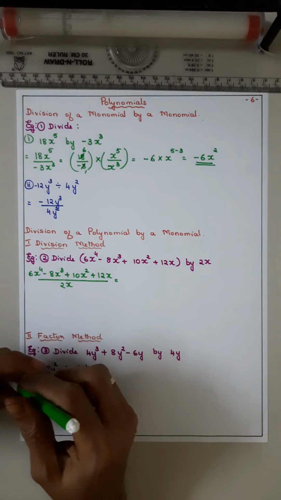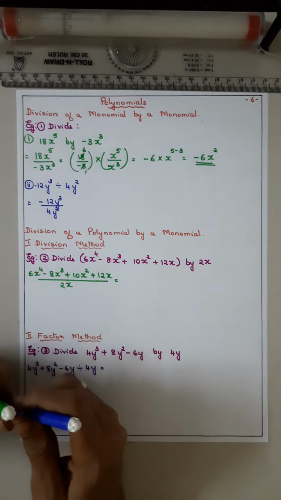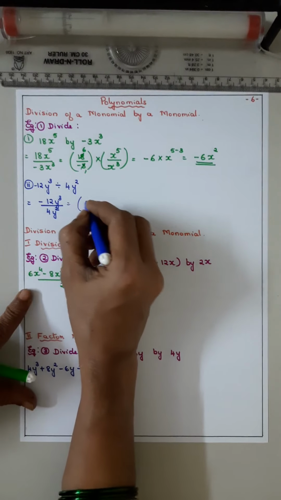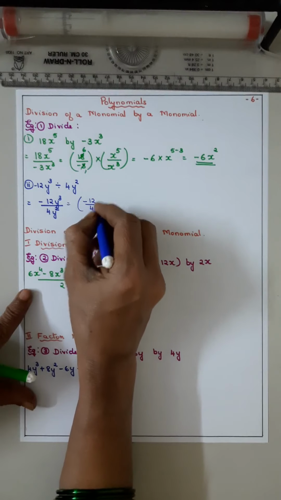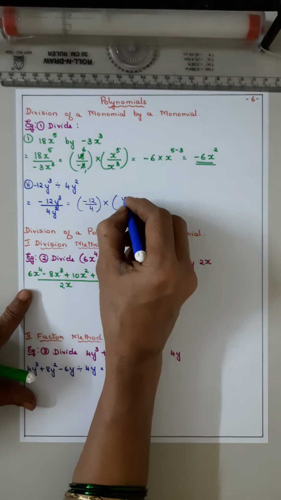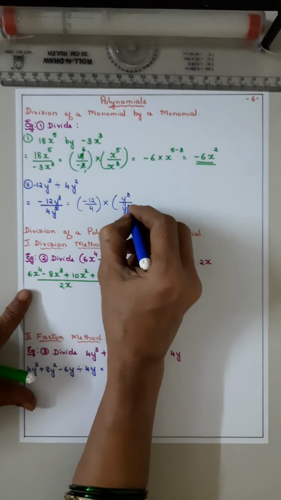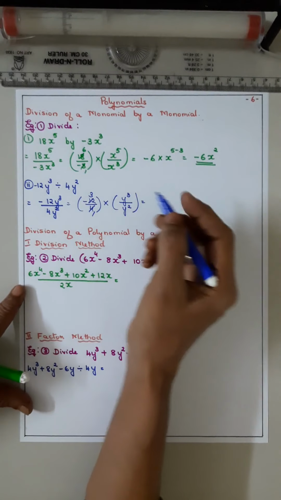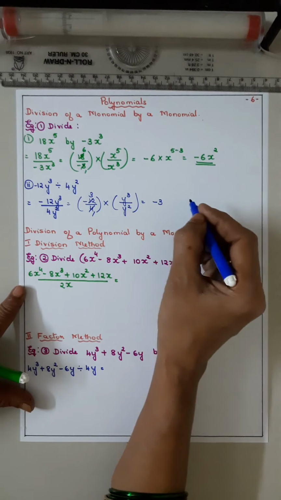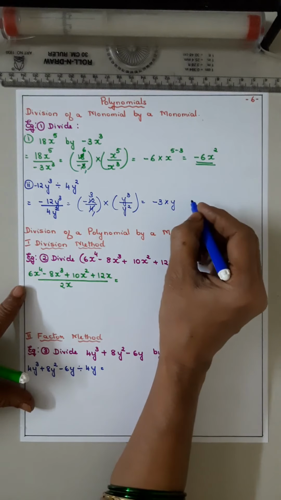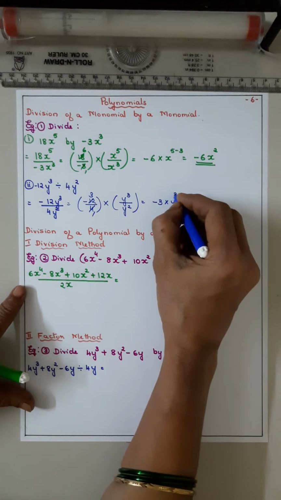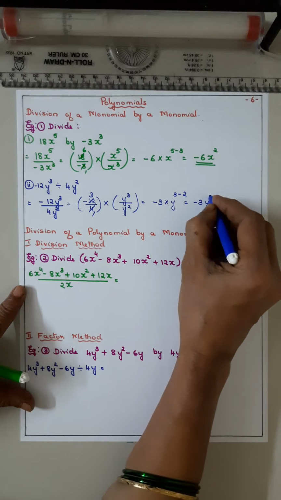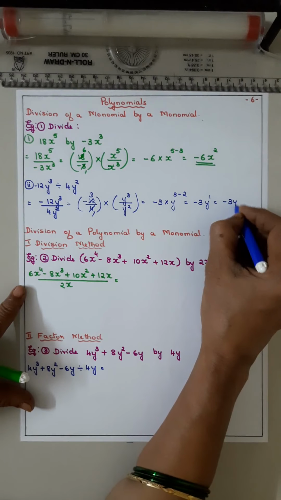Now coming to the second sum, minus 12y cube divided by 4y square. Minus 12 upon 4 multiplied by y cube upon y square. 4 threes are 12, so you got minus 3. Now y to the power 3 minus 2, minus 3 y to the power 1, that is minus 3y.